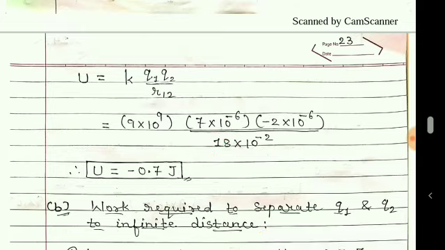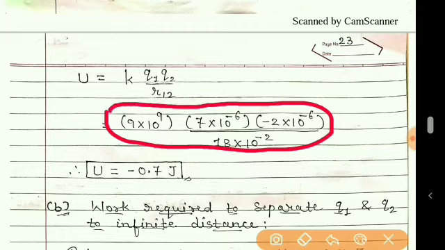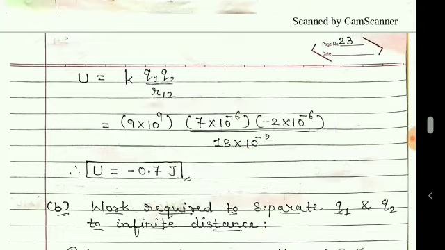Now the calculation part you can do yourself using a calculator. I don't think you will have any difficulty in the calculation, and finally you will get the answer: U is equal to minus 0.7 joule. So this is about the potential energy of the system of two charged particles.